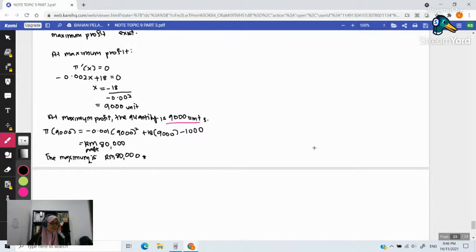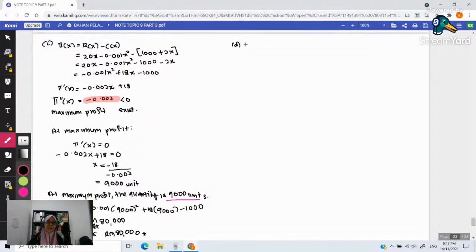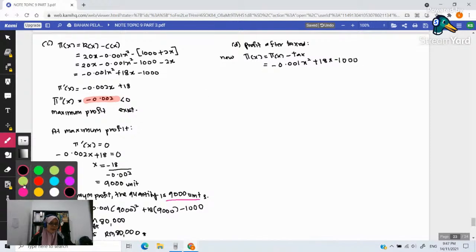Okay, so settled. Now we need to focus on question D. We need to find the profit after tax. I need to remind you, tax will decrease the profit. That means the new profit is equal to the profit minus tax. The previous profit is equal to negative 0.001x squared plus 18x minus 1000. But the computer chip is taxed 3 ringgit for each one sold, so that means minus 3x.